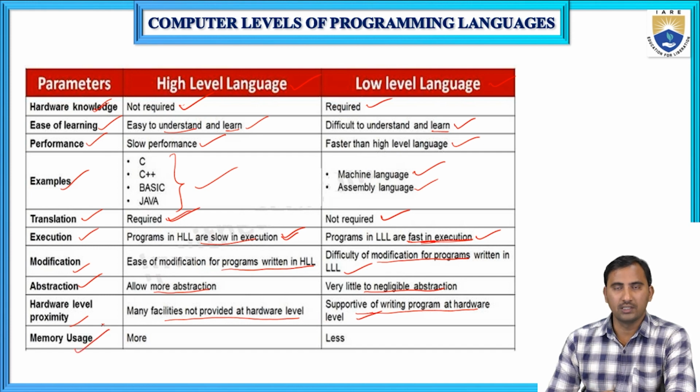And memory usage. Memory usage for the high level language is more, because the length of the program is more, so it requires more space. But a low level language program requires less memory area. So these are the different differences between the high level language and the low level language.